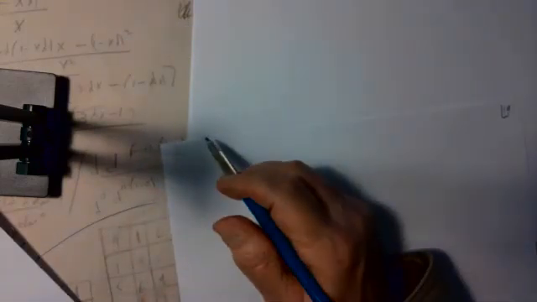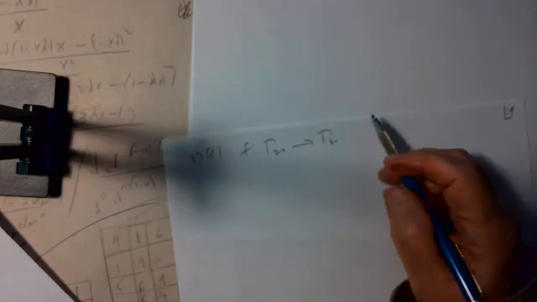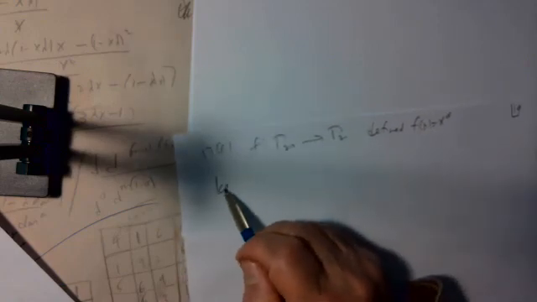Let me do part C. We have f from this group to itself defined by f of x is x to the 8th power. So the kernel of f, it's all elements a to the k in this group, where f of a to the k is the identity. That is, it's all a to the k in the group, where you raise this to the 8th power, where a to the 8k is the identity.